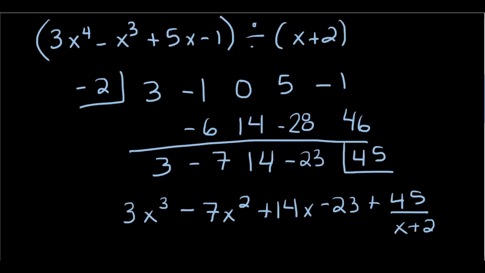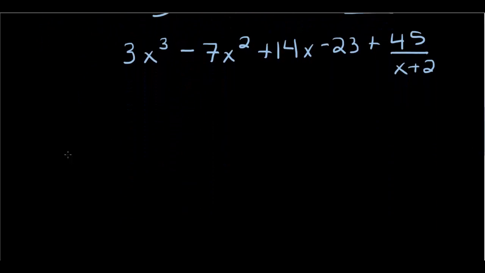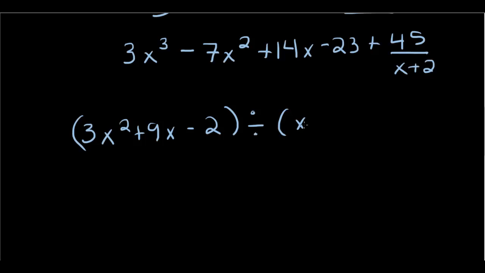One last example. 3x squared plus 9x minus 2 divided by x minus 3. Again, we make this equal 0, so x minus 3 equals 0, so x equals 3. And we write the coefficients: 3, 9, negative 2.